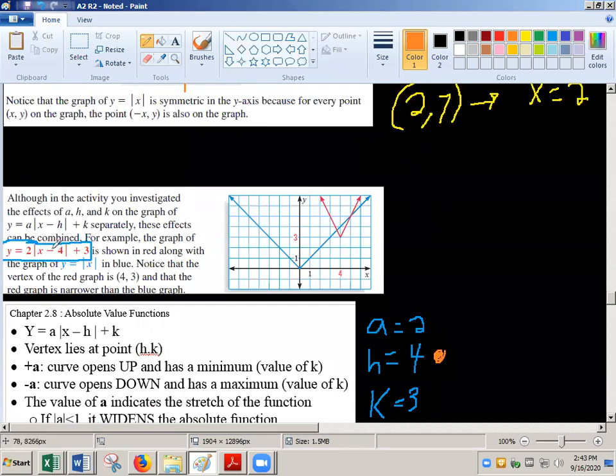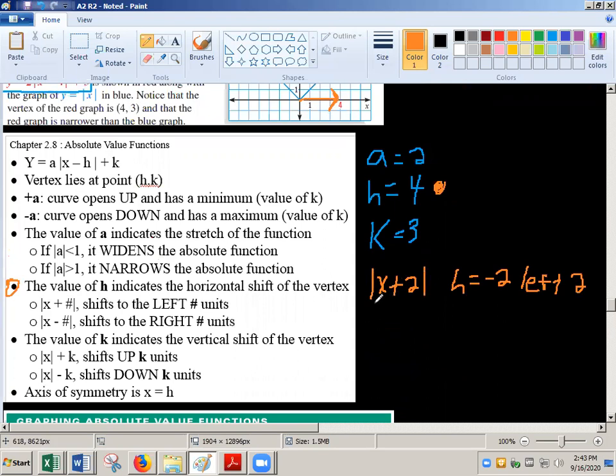Okay? So in this example here, when we're looking at it, we have an h value of 4. Right? It looks like x minus 4. So my h value is actually the opposite of that. It's 4. So that's how we get shifted 4 to the right. Again, this is 4 to the right. There we got 4 to the right.